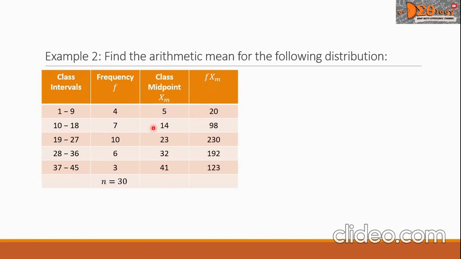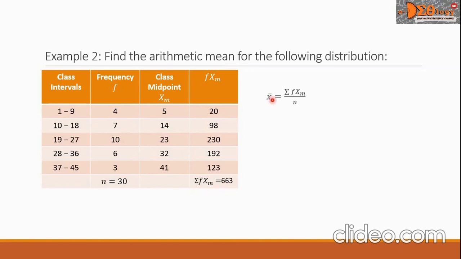7 times 14 gives 98. 10 times 23 gives 230. 6 times 32 equals 192. 3 times 41 equals 123. Then, let us take the summation and we will put the answer at the bottom. So we have the summation of f times x sub m equals 663.